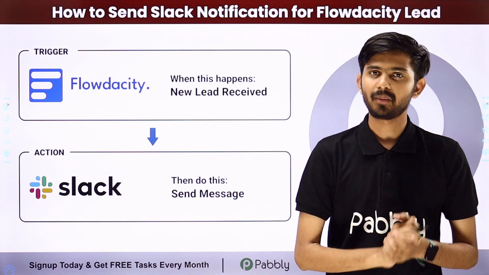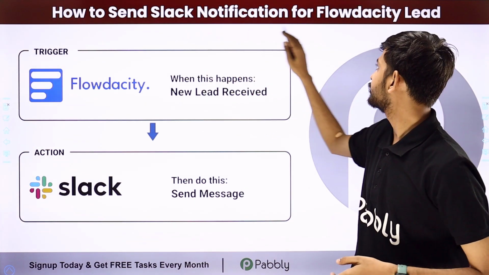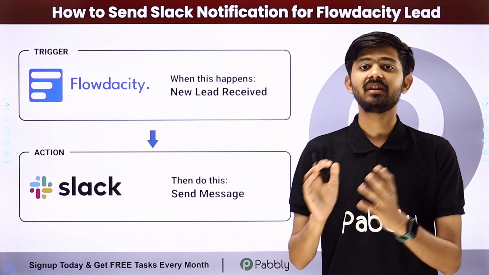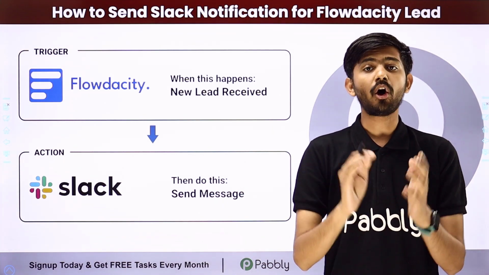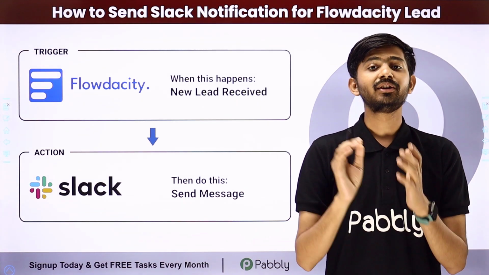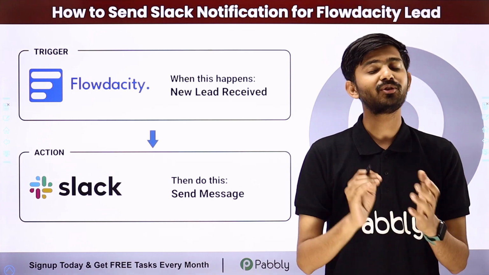Hello everyone, today our topic is how to send Slack notification for Flowdacity lead. So here my objective is that whenever I'm going to receive a new lead from Flowdacity, then automatically I'm going to capture the details of that lead and I'm going to use those lead details to send a new message on my Slack channel to my team.